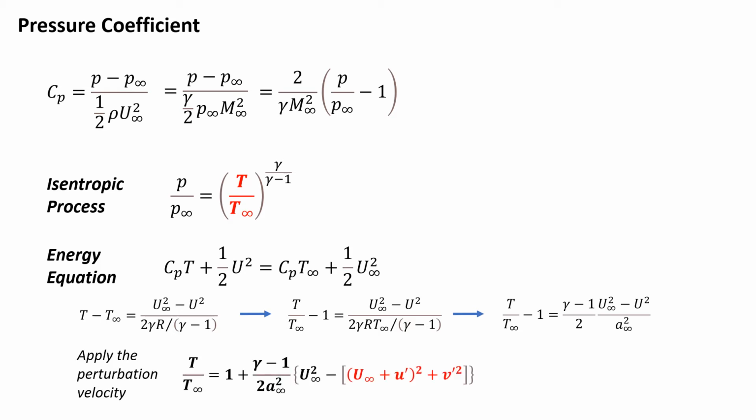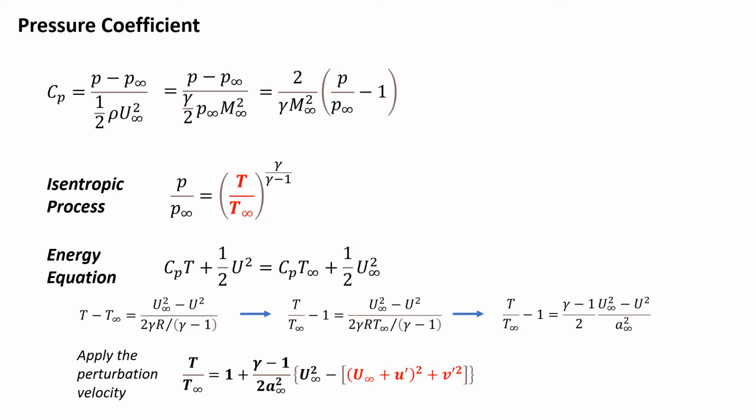Now we are applying the perturbation velocity. Do you remember the small perturbation assumption? Okay, the free stream, the streamwise velocity is u infinity plus u prime, and the vertical or normal speed is v prime. So now we are just replacing u squared by this portion highlighted by the red. Okay, so now the pressure temperature ratio can be expressed this way.